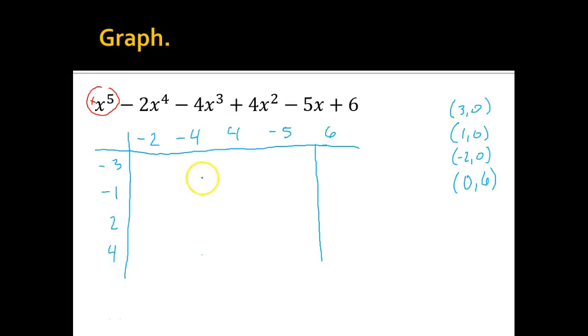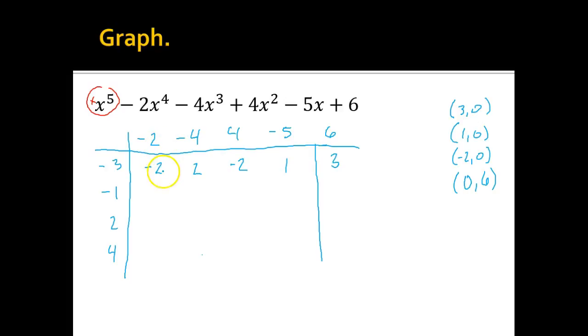Okay, so we're going to do synthetic division just to fill in the gaps, put some other points on the graph besides those 4, which are mostly x-intercepts. So we bring down the -2, and we multiply it by the -3. -2 times -3 is 6, minus the 4 is 2, times -3 is -6, plus the 4 is -2, times -3 is positive 6, minus 5 is 1, times -3 is -3, plus the 6 is 3.